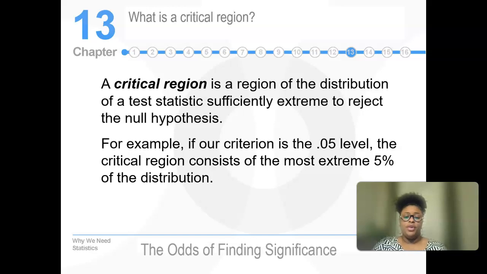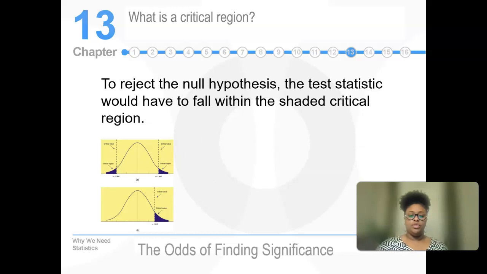And then we have the critical region. The critical region is the distribution that goes outside of the extremities of the normal curve, the bell curve. And we're going to show an example of that in just a minute. So for example, if our criterion is the 0.05 level, the critical region consists of the most extreme areas, 5% of the distribution that lies on the outside of the normal distribution. And here is a picture of this.